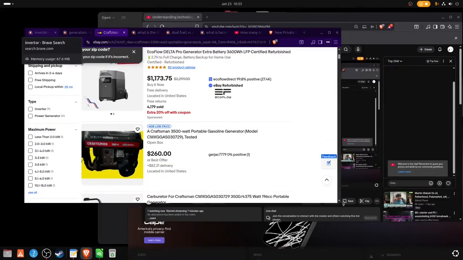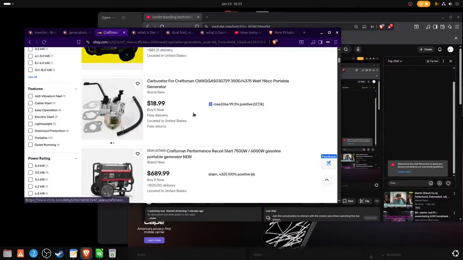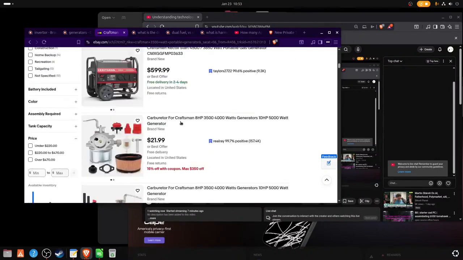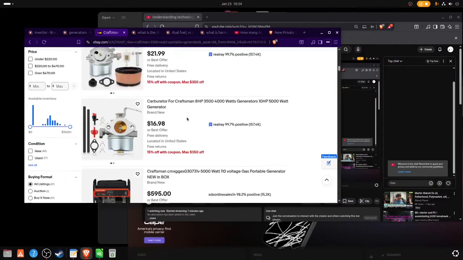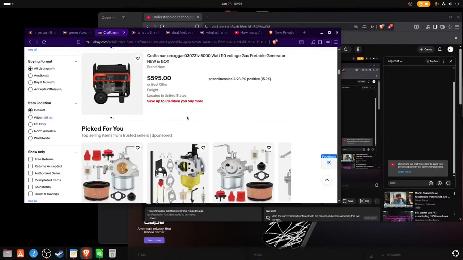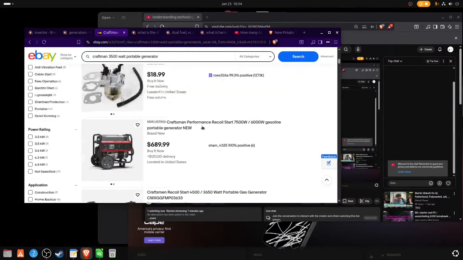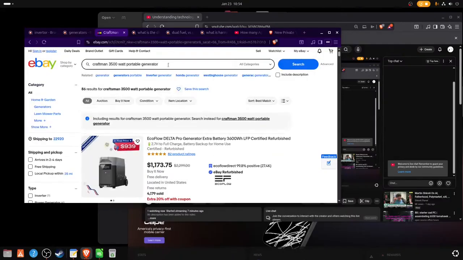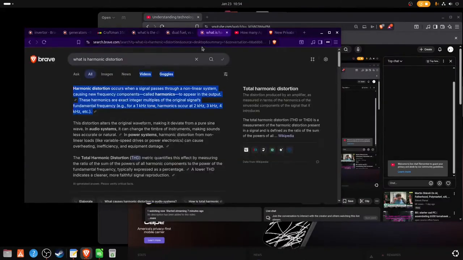But usually, in my experience, what is this? OBO. 340 bucks. I want to check local marketplaces for stuff like this, but yeah, it looks like 600 or something new. Well, that's 5,000 watt.